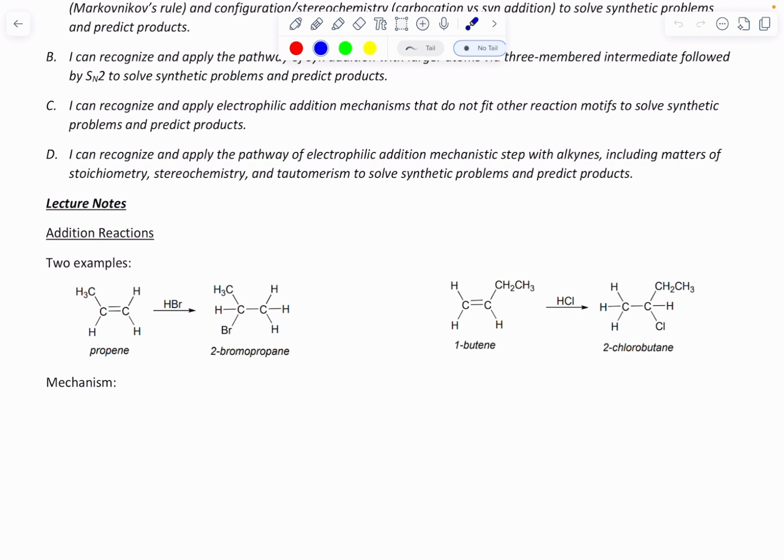Same thing is true over here. This carbon that's part of the double bond has 2 hydrogens. In the product, it has 3. Here we have an ethyl and a hydrogen, and then we have those plus a chlorine in the product. So those are all things that are happening in this reaction mechanism. Just to do some highlighting, there's the bromine that gets added, here's the chlorine that gets added, and then a hydrogen for each of these as well.